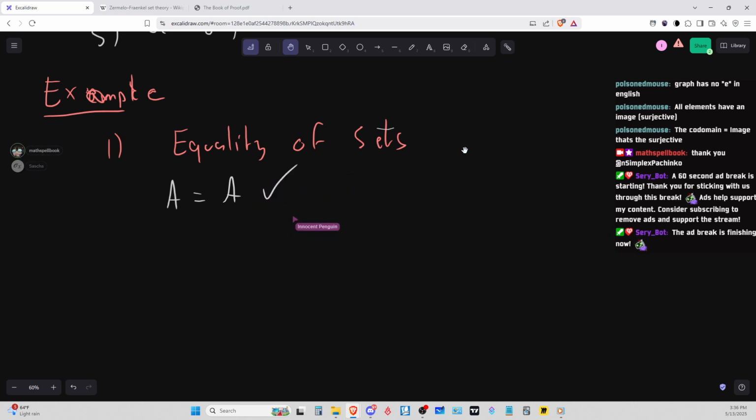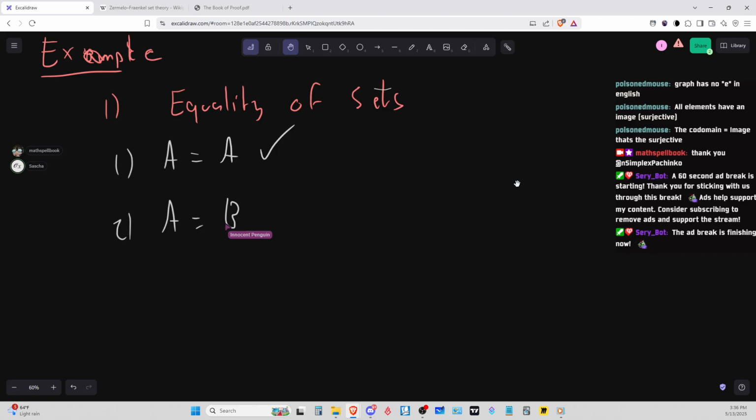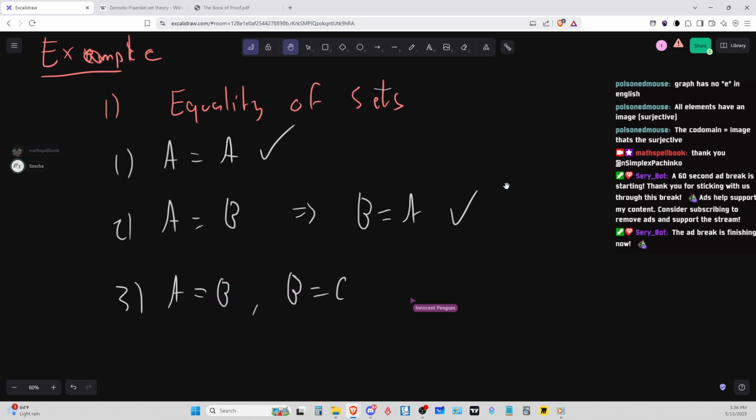Yeah, we're back to Russell's paradox. If A is equal to B, what it means for two sets to be equal is that they have the same elements. So of course B has to be equal to A. And if A is equal to B and B is equal to C, that means A has the same elements as B, and then A is equal to C. So of course that's an equivalence relation. I mean, that's kind of the prototype example, right?